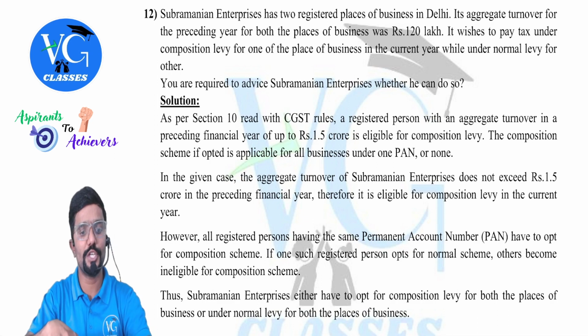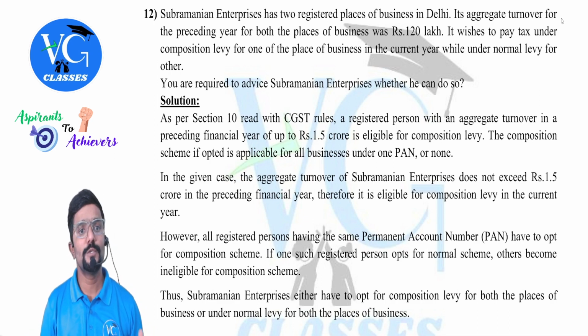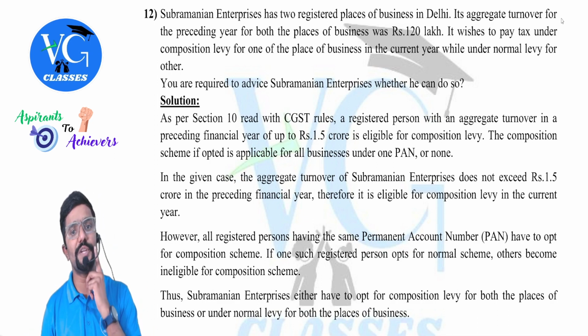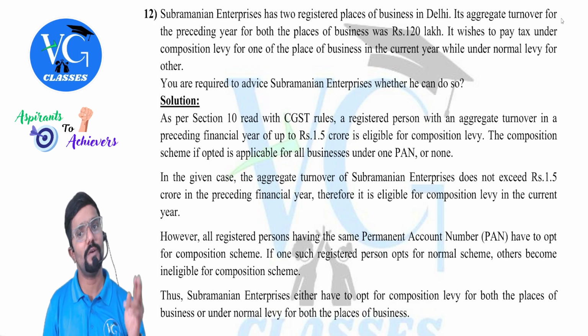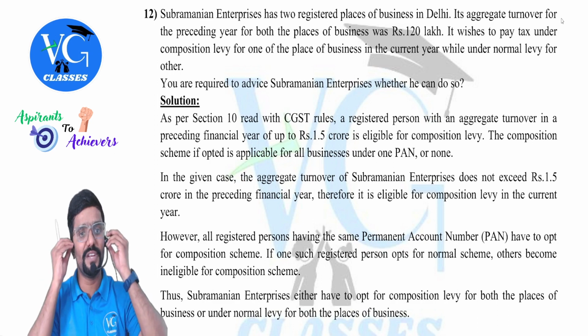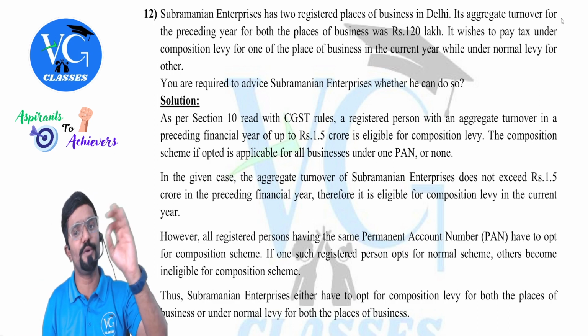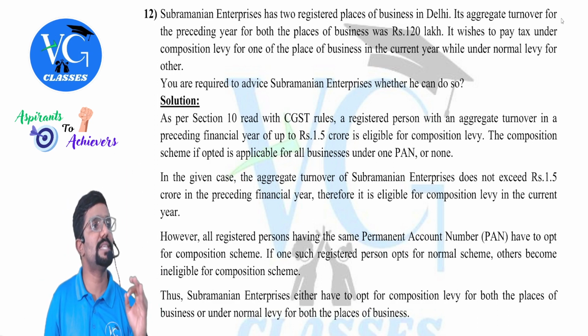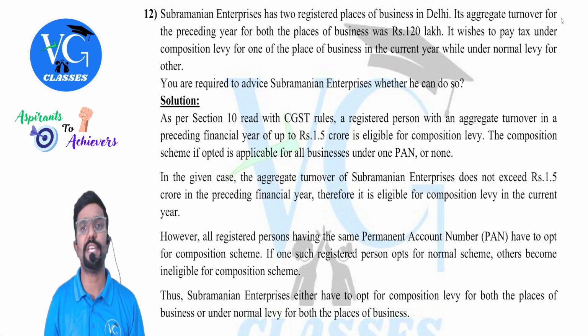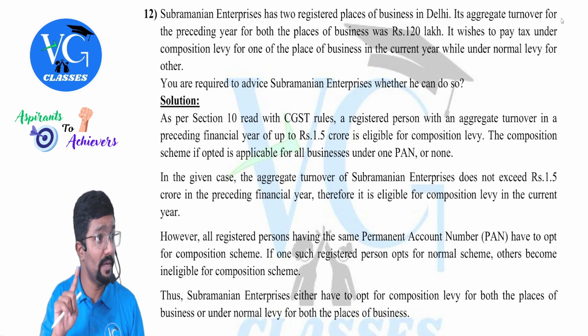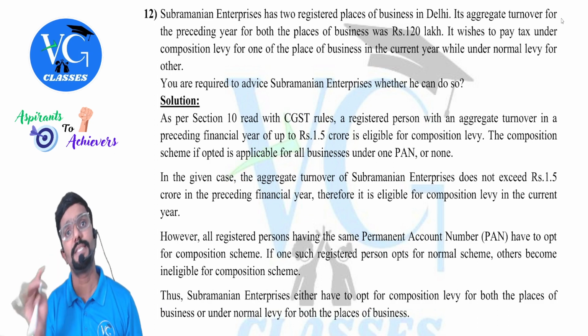Yes, now we will do question number 12. Subramanian Enterprises has two registered places of business in Delhi. Okay, in Delhi itself, he has two places. Its aggregate turnover for the preceding financial year for both the places of business put together is 120 lakh. Guys, is Delhi special? No. Normal state. Okay, and it is actually a union territory, but for GST, we will treat it as a state.